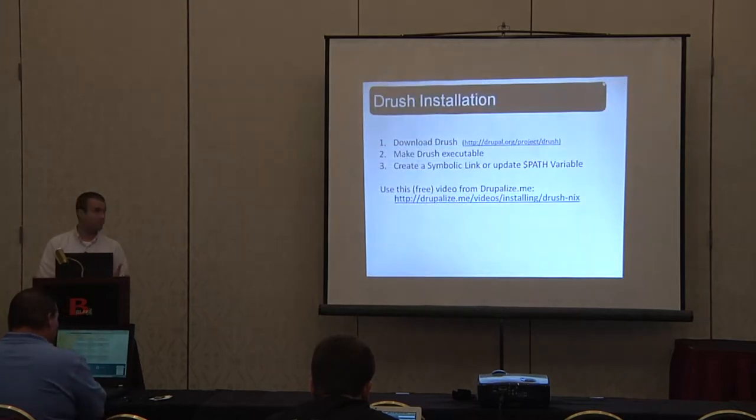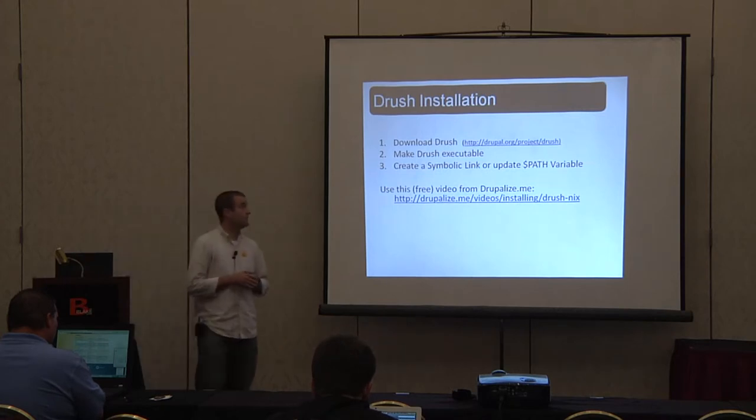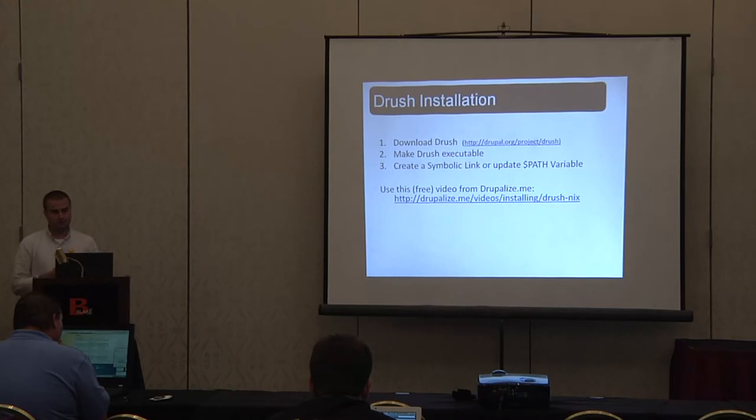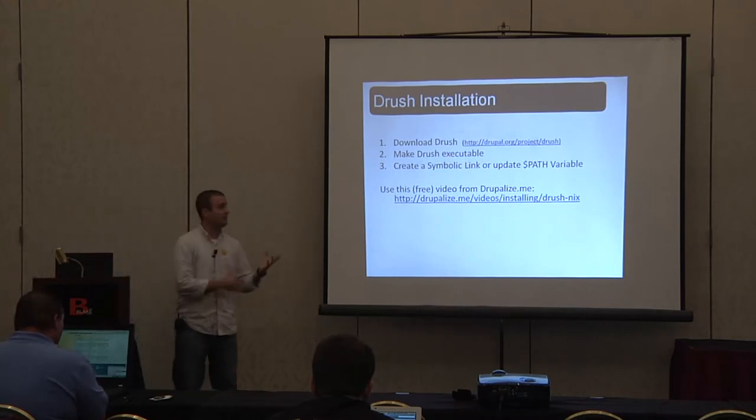So the first thing would be to just download Drush on your server, or on your local machine. Then we want to make sure it's executable. And then lastly, you're going to just create a symbolic link or update your path variable. I usually do the symbolic link. You can do either one. But basically, it just allows you to type drush anywhere in the command line, and it's going to execute Drush.